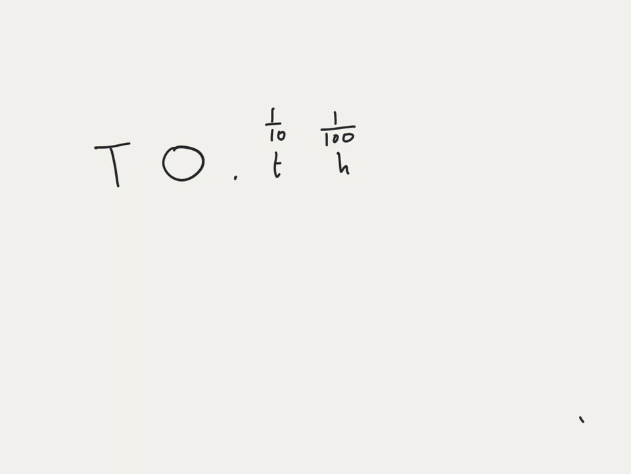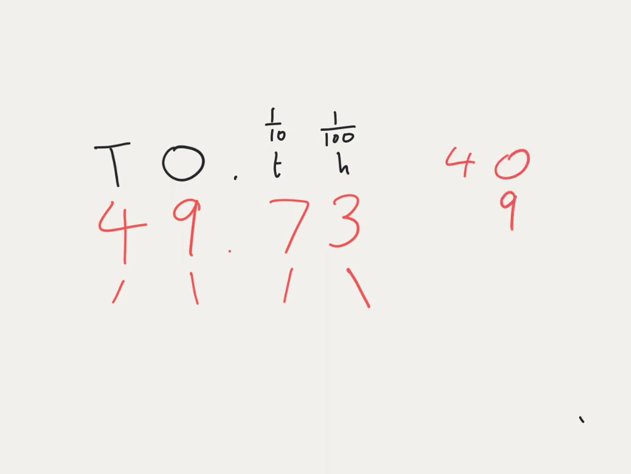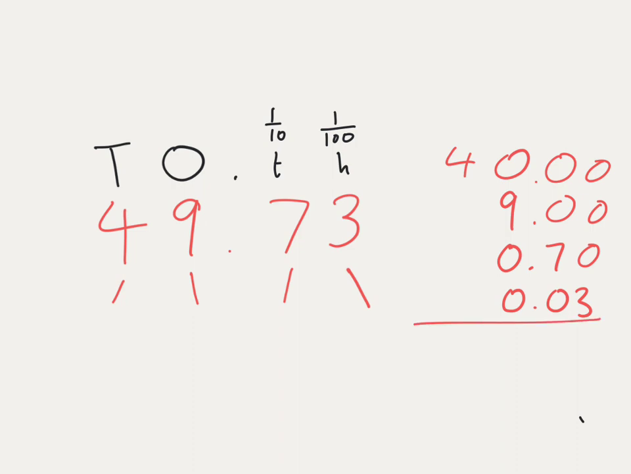So let's have a quick reminder of what we learned yesterday. If I have this number, 49.73, I have 4 tens, 9 ones, 7 tenths, and 3 hundredths. So I have 4 tens, which is the same as 40, 9 ones, which is the same as 9, 7 tenths, which is the same as 0.7, and 3 hundredths, which was 0.03. If I added all those up, I would get 49.73.